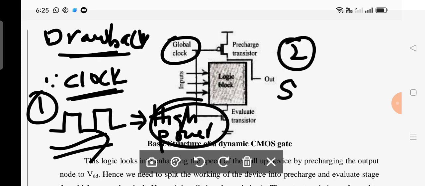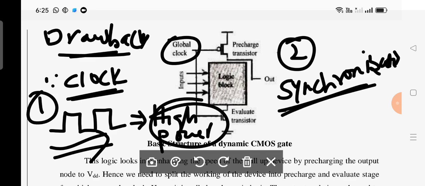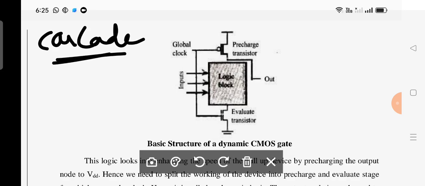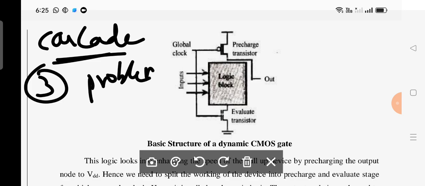Absolutely. You have to maintain synchronization, because there is a clock. You have to talk about synchronous thing. And one more very important thing is there. What is that important thing? It is nothing but cascade. There is a huge problem, that is a third problem, that is a cascade problem present in this structure.